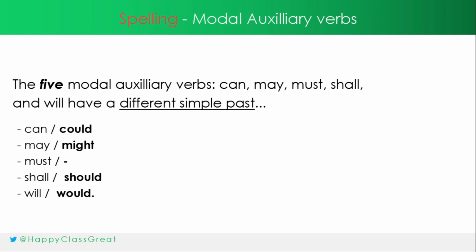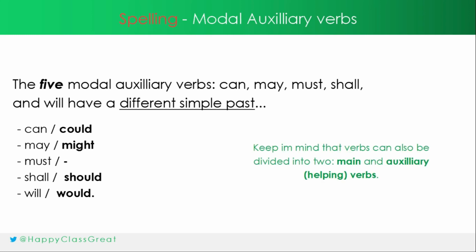So they have their simple past here. The simple past of can is could. The simple past of may is might. Must does not have any simple past, you understand. And shall is should, and will is would. So that's it. Keep in mind that verbs can also be divided into main and auxiliary verbs, and remember that auxiliary verbs are the helping verbs, you understand.